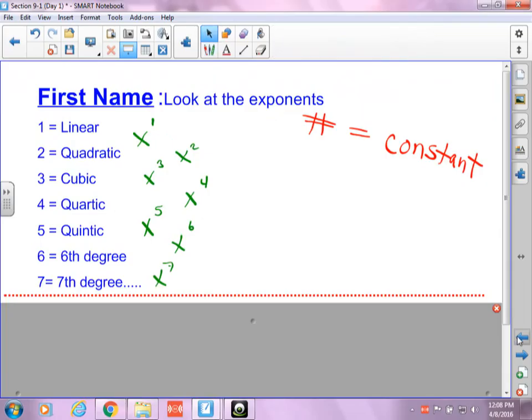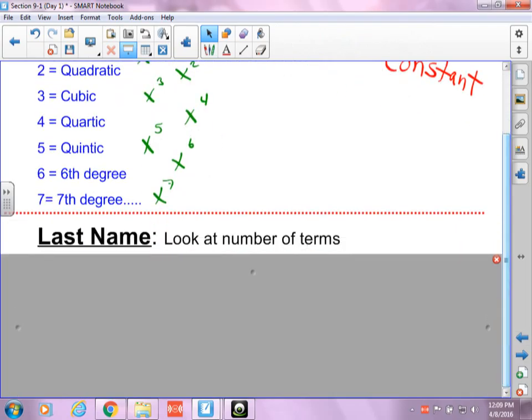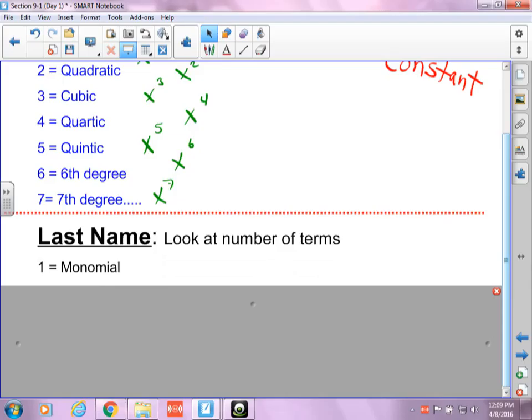Now we're going to look at the last name. When I look at the last name, I look at the number of terms. Okay? So if I take a look at the first, it's called a monomial. Mono meaning 1, nomial meaning it's a polynomial.